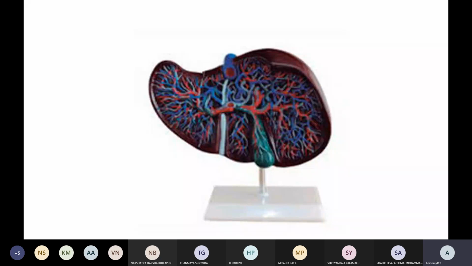So the demonstration of this, or the features of the liver, have been explained. When you come to the department, we will definitely discuss the liver and its functional aspects.